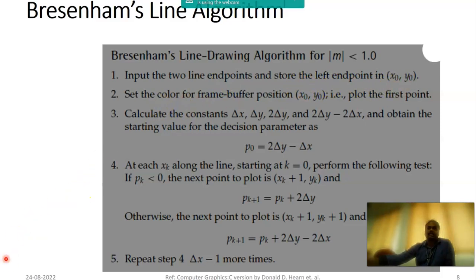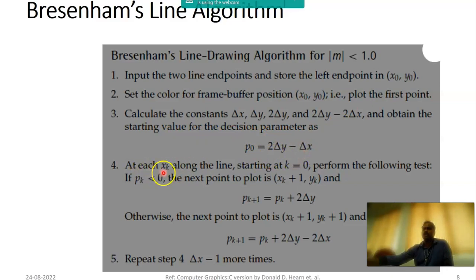Set the color for the frame buffer. The frame buffer position x naught, y naught, plot the first point. Then calculate the constants: del x, the difference between x end and x naught, del y, between y end and y naught, and 2 del y minus 2 del x. Initially we have to compute this and keep it, and obtain the starting value for the decision parameter as p naught equals 2 del y minus del x.